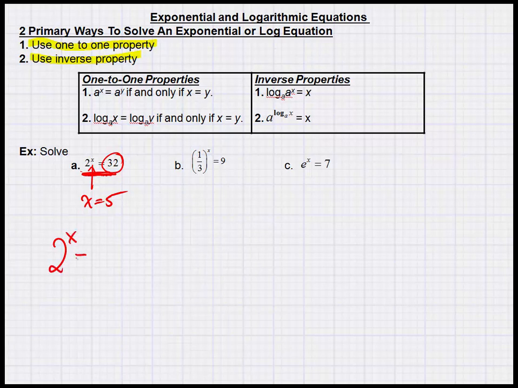2 to the x equals 32. 32 is 2 to the fifth. So since I have two exponentials equal to one another and their bases are equal, their exponents have to be equal and therefore x equals 5.